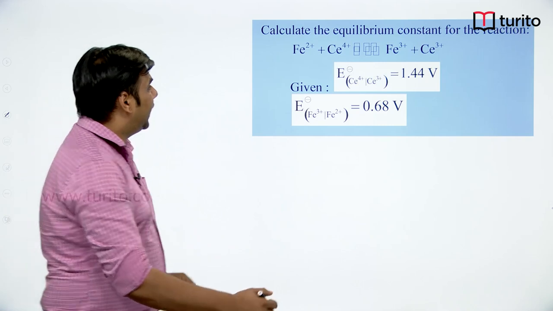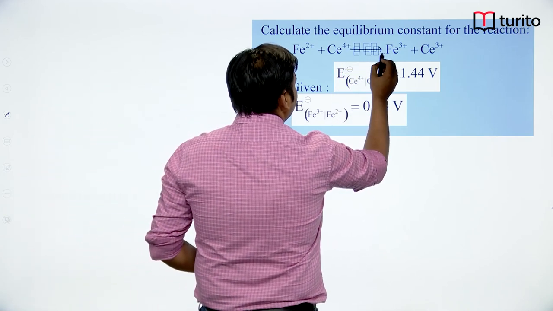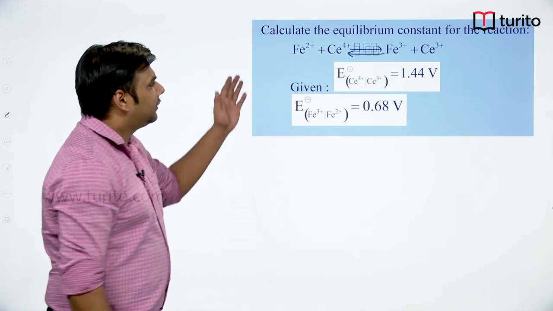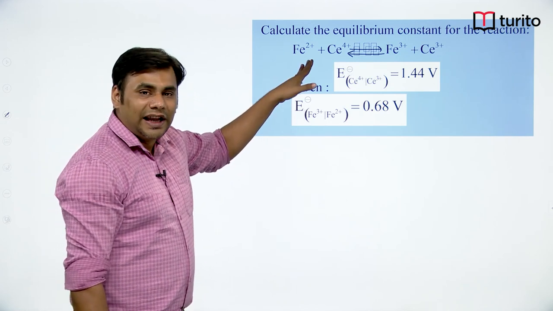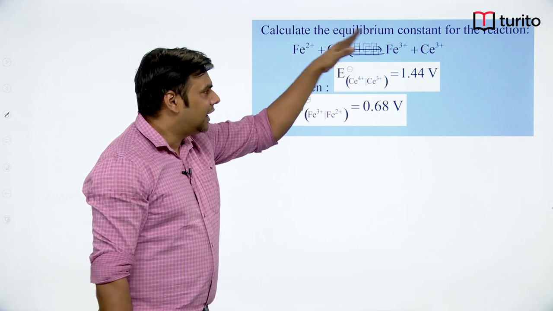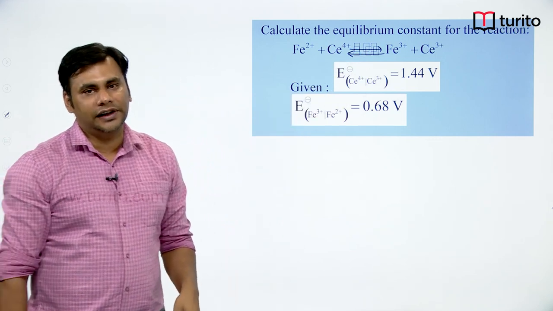Now this says that, okay, there's an arrow over here. So this says calculate the equilibrium constant for this reaction. In this reaction, we are reacting iron 2 plus with cerium 4 plus, and it is changing into iron 3 plus and cerium 3 plus.